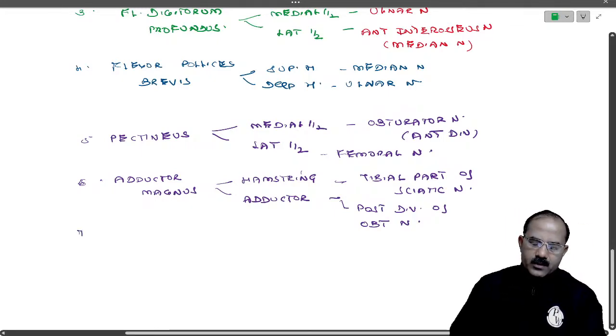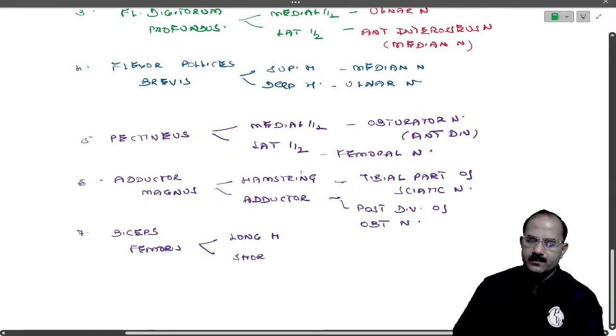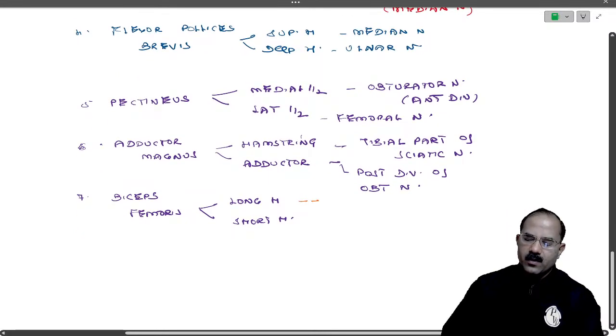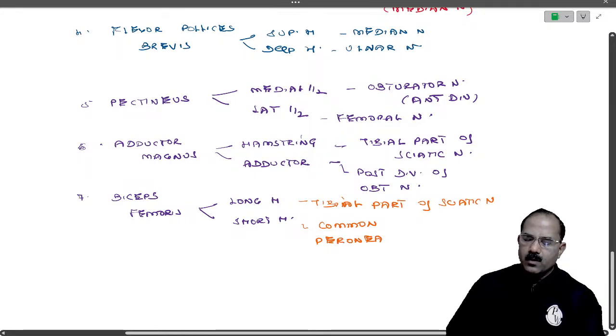ठीक है? The next composite muscle is biceps femoris. बच्चों ये बहुत इंपॉर्टेंट है. Biceps femoris का long head and short head. Yes, any guesses, bachcho? Long head is supplied by whom? Long head is supplied by the tibial part of sciatic nerve. The short head is supplied by the common peroneal part of sciatic nerve.